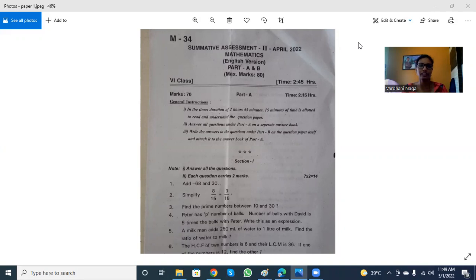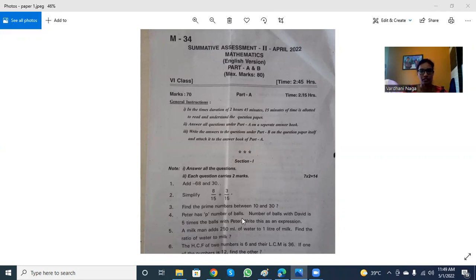Hello children, here I am sharing the Telangana mathematics paper, English version, April 2022. So these are the questions. This paper is for 80 marks. There are 3 sections in this: 2 mark questions, 4 mark questions and 8 mark questions.